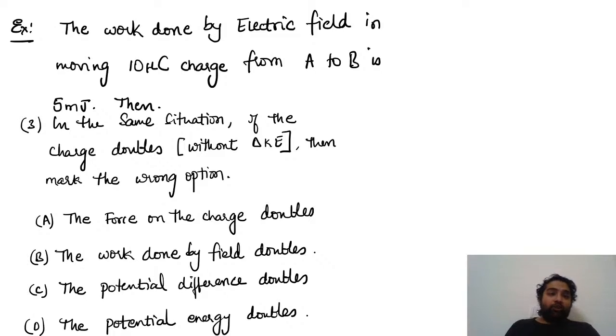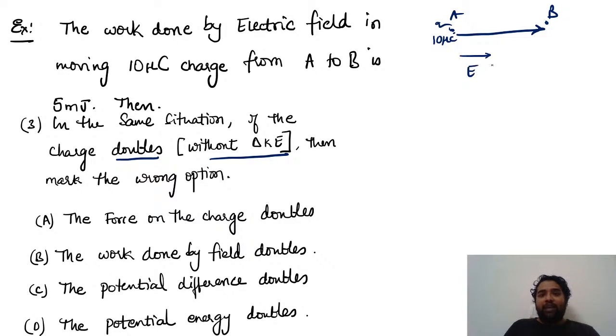Next. So this is one very important point I want you guys to understand. This is a theoretical question. In the same situation, if the charge doubles without change in kinetic energy, which means even now the kinetic energy is not changing, the same situation above, from A it is going to be work done by the electric field. Here a 10 microcoulomb charge is moving like this. Work done by the field will be equal to 5 millijoules. Okay, if the charge is doubling, what will happen?